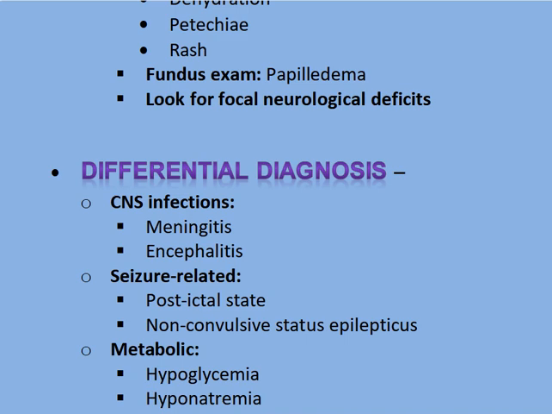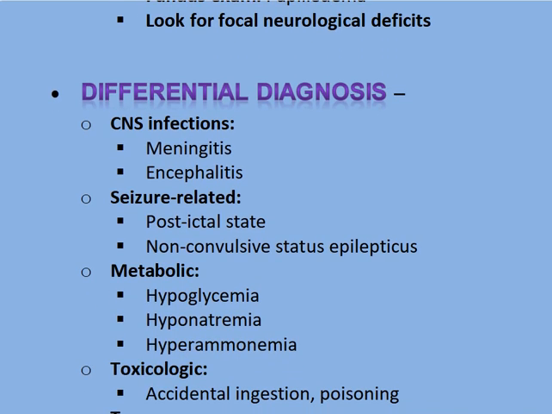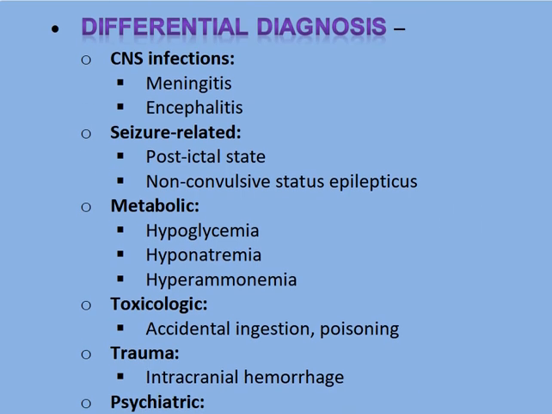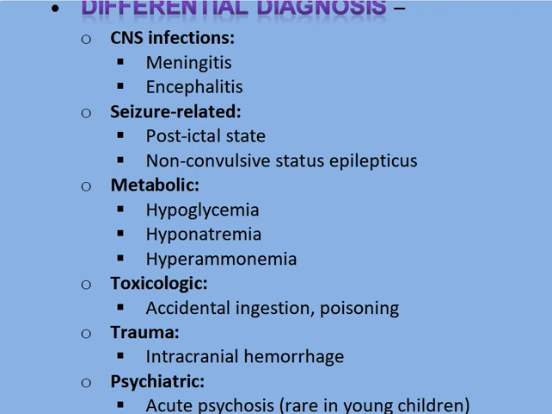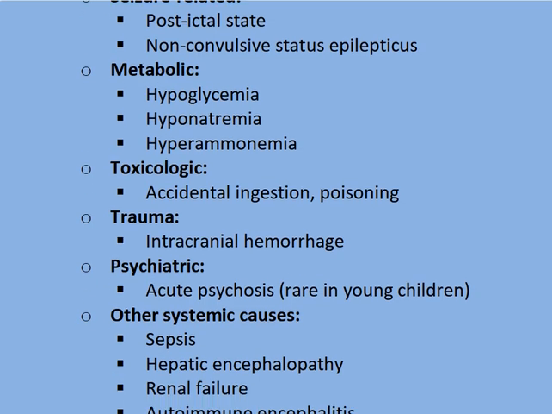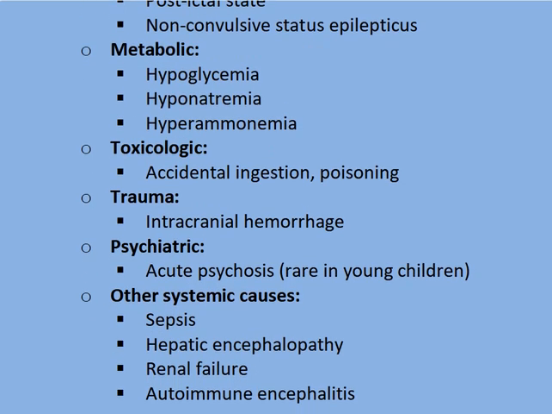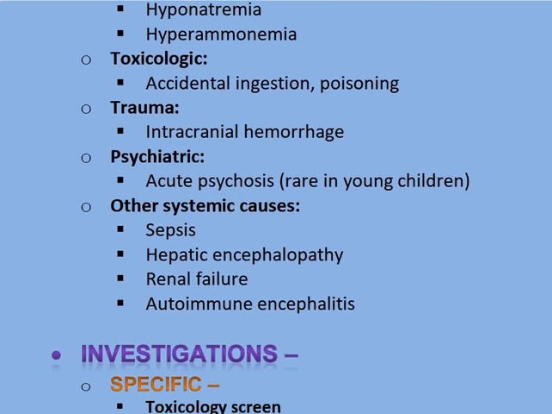There's a list of differential diagnoses system-wise. In CNS infection, rule out meningitis, encephalitis. If seizure related, then it can be post-ictal or non-convulsive status epilepticus. In cases of metabolic causes, rule out hypoglycemia, hyponatremia, hyperammonemia. Toxicological causes include accidental ingestion and poisoning, and intracranial hemorrhage can be a result of a traumatic cause. Acute psychosis, which is very rare in young children. Other systemic causes that can cause acute confusional state include sepsis, hepatic encephalopathy, renal failure, and autoimmune encephalitis.